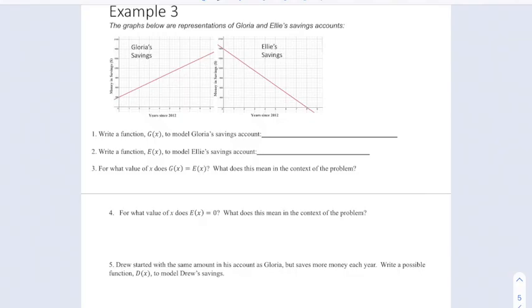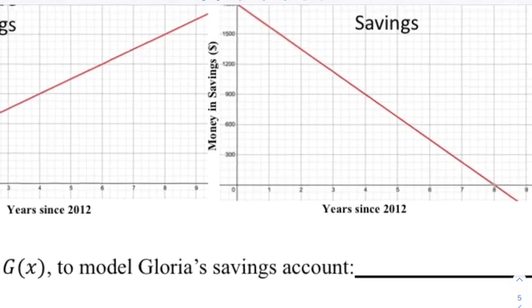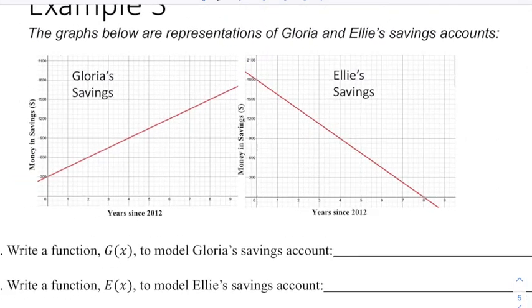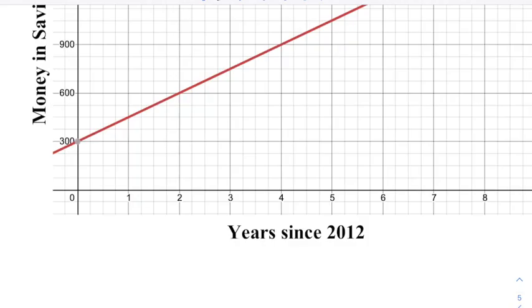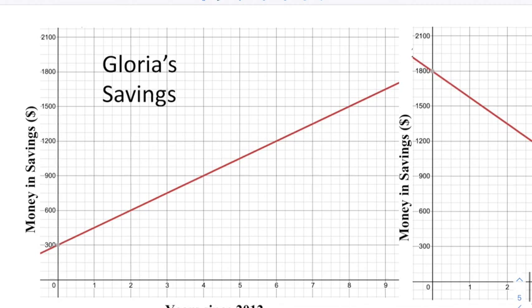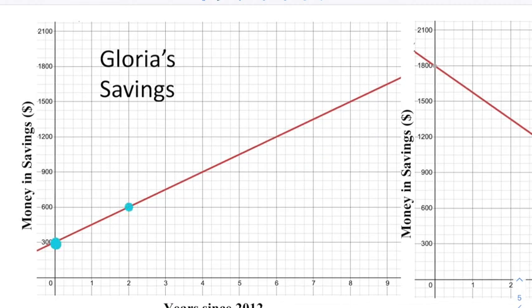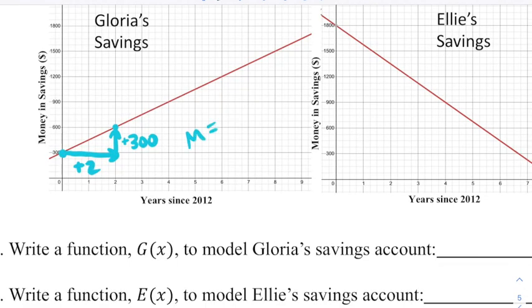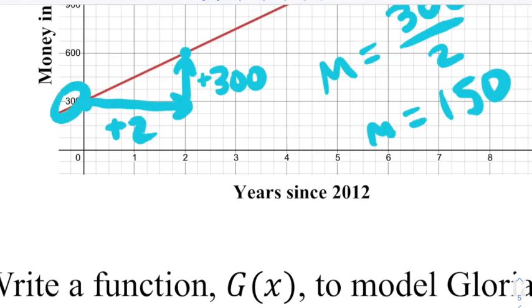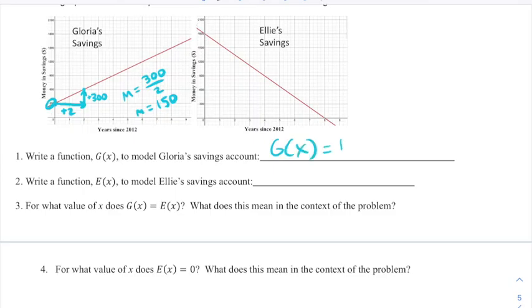Example 3 is going to involve a lot of similar tasks to what we were just doing. We're looking at two different people's savings accounts and seeing how they change. First, we're asked to write an equation for the function g of x. Well, this function g of x, Gloria's savings, starts at (0, 300). It goes right 2, and careful here, it goes up 300 because we're going from 300 to 600. So the change is 300 over 2, or 150. And as we said, the start was at 300. So our function g of x would equal 150x plus 300.